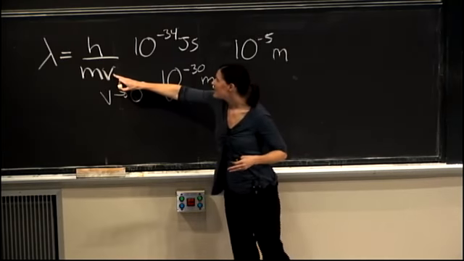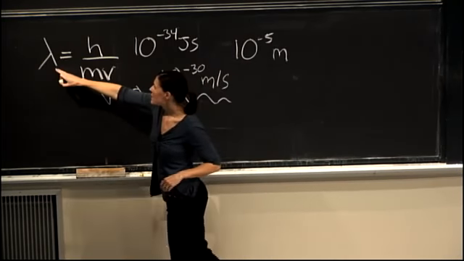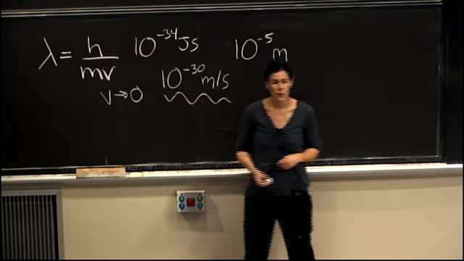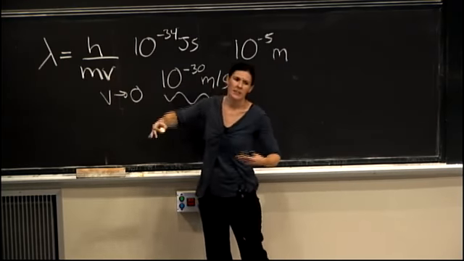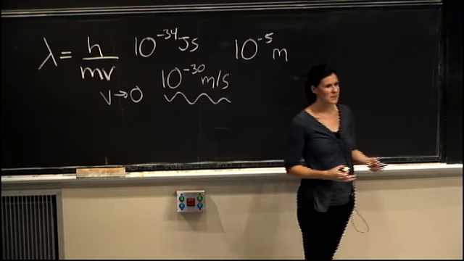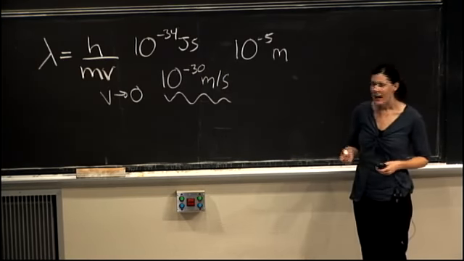And of course, when the velocity actually is 0, this equation that de Broglie has put forth is valid for anything that has momentum. So if something does not have any velocity at all, it actually does not have momentum. So you can't apply that equation anyway.